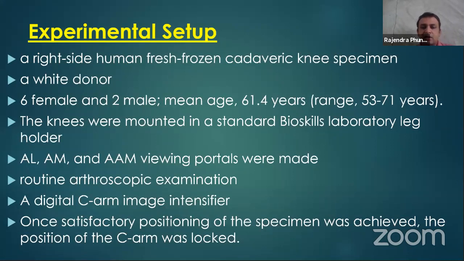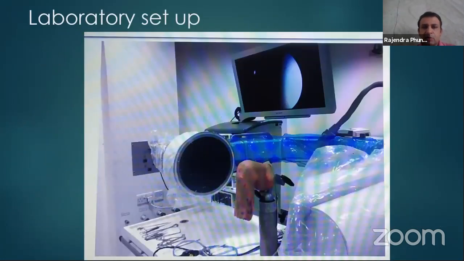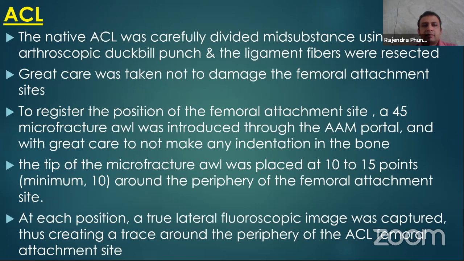Then a C-arm image was taken with a true lateral knee picture. Once the satisfactory positioning of the specimen was achieved, the position of the C-arm was locked. So this is a laboratory setup. The native ACL was carefully divided and ligament fibers were resected. Great care was taken not to damage the femoral attachment site.